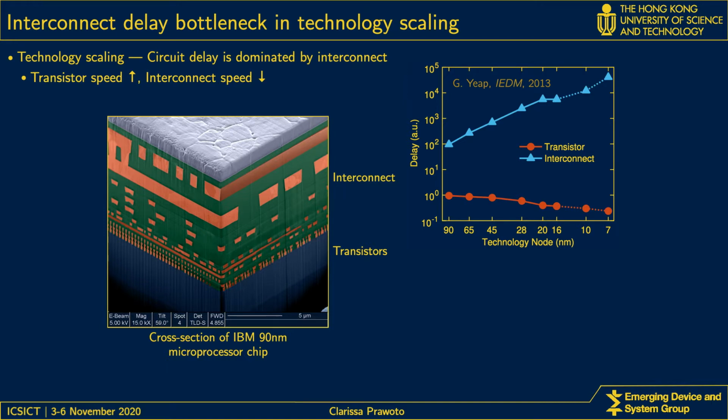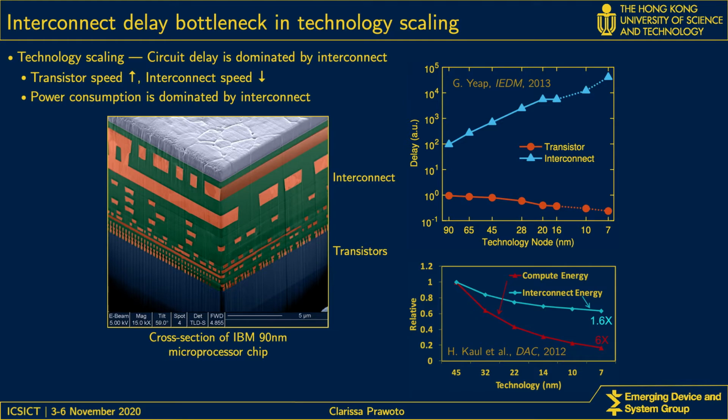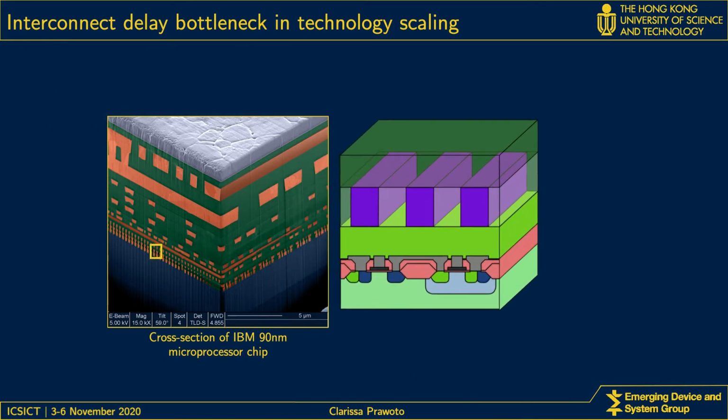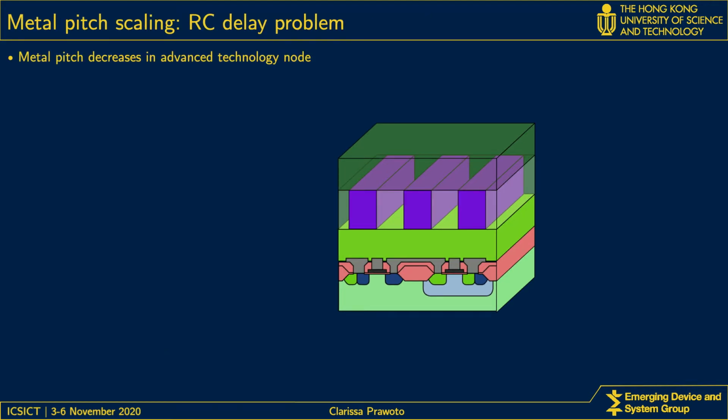This is also reflected in the power consumption, as shown in this figure. Here you can see a similar trend that most power is consumed by the interconnect. Technology scaling affects interconnect delay by increasing the resistance and the capacitance, therefore increasing RC delay.